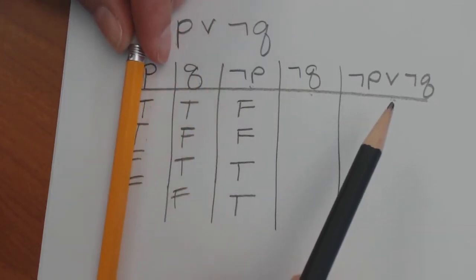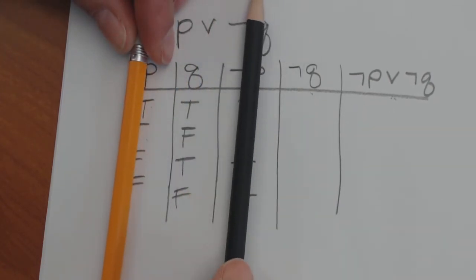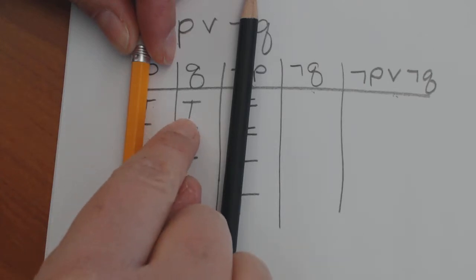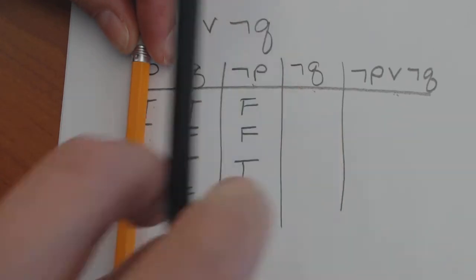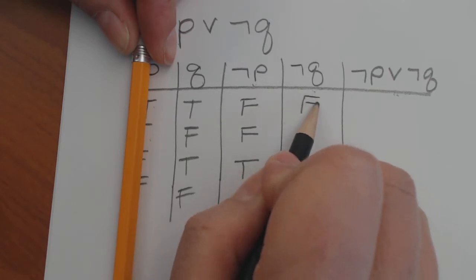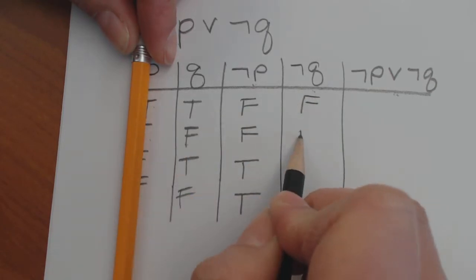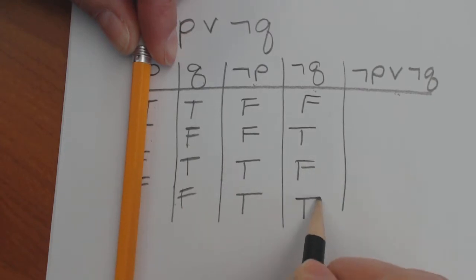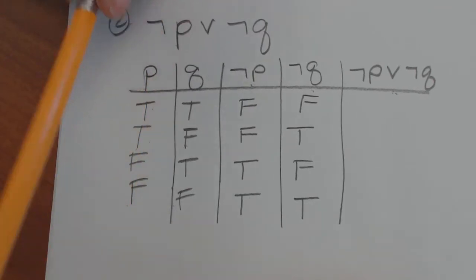This one says we have to negate Q. So what we're going to be looking at is Q. We're going to have to negate the true, and that's going to become false. We're going to negate this false, which is going to become true. True becomes false, and false becomes true. Hopefully after a while of doing these, you will get comfortable. You will see the pattern, the repetitions that happen here.